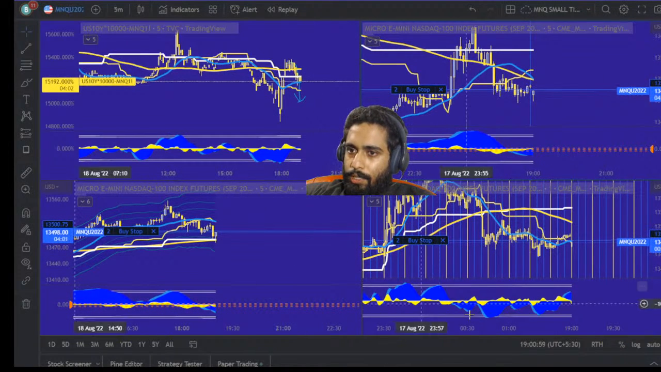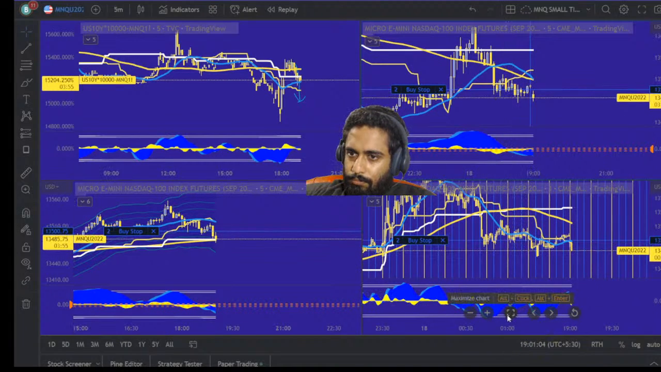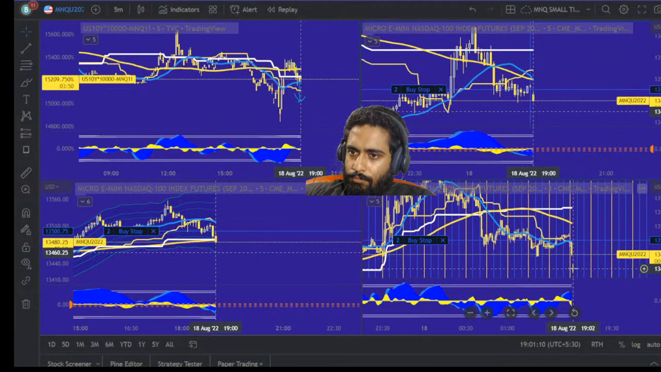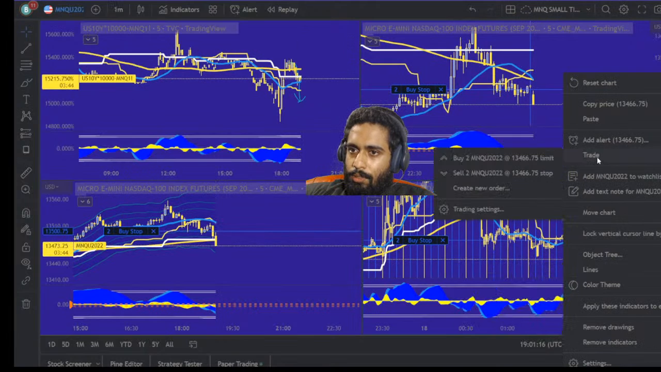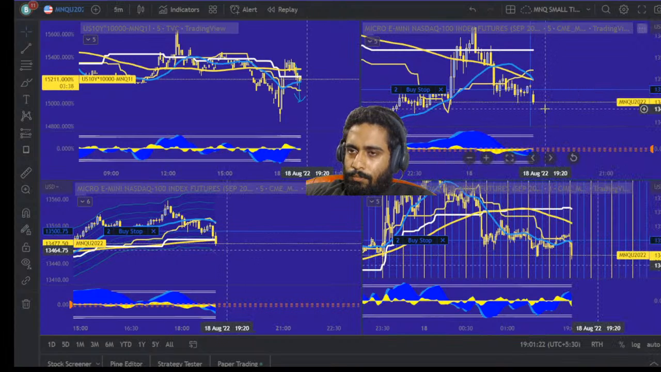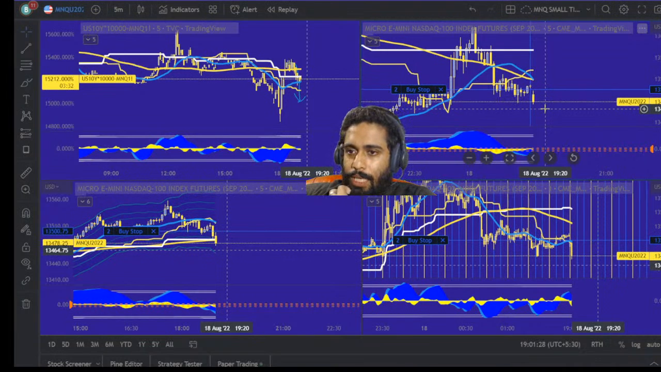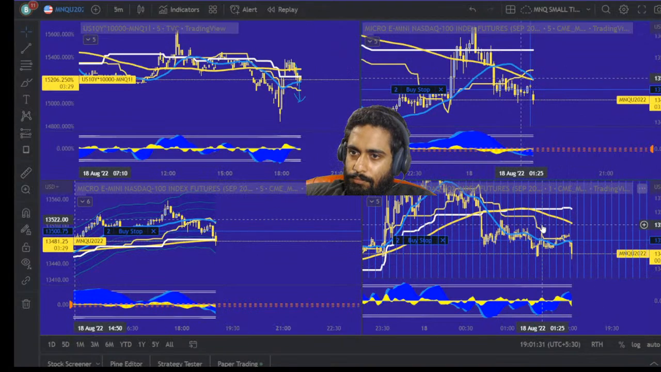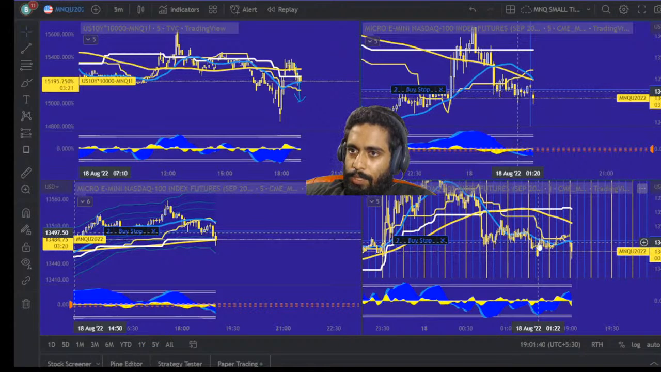There's a rejection there. I think it's gonna go down, break all the supports. Let's see how it plays out. Not coming up, going down. So this was a 20 points candle just on the open, and let's see how it plays out.